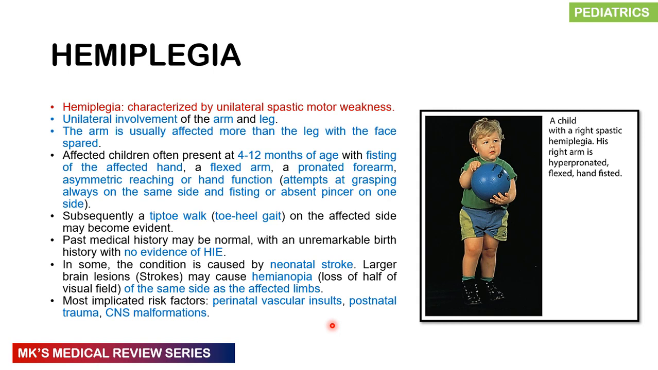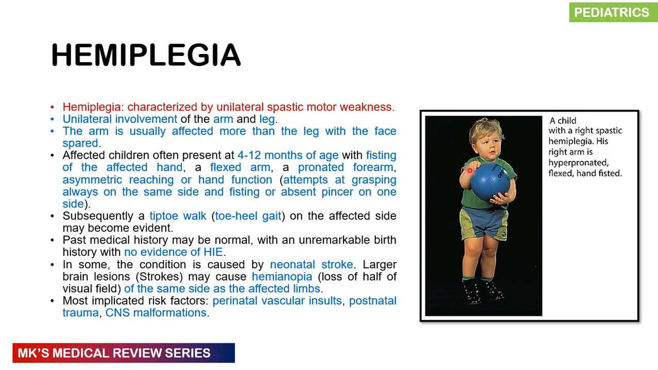Now we'll begin with hemiplegia, which is a type of spastic cerebral palsy. So remember that in hemiplegia there is unilateral spastic motor weakness, so it's affecting one side. So here's a picture of this child. As you can see here, this child is able to hold the ball with the left upper arm.